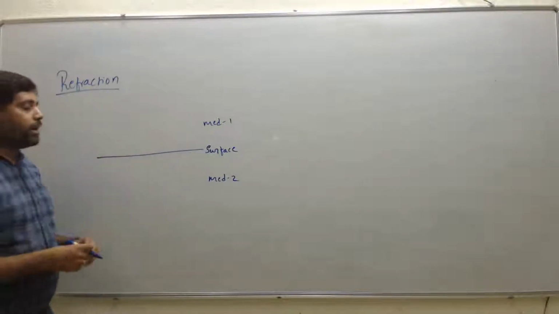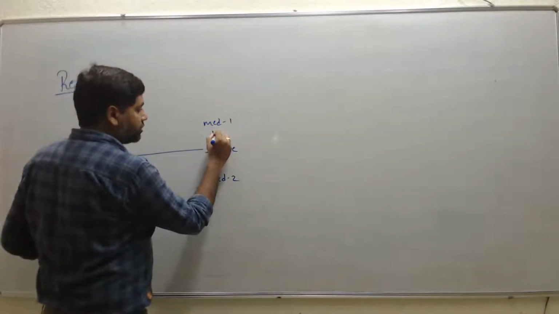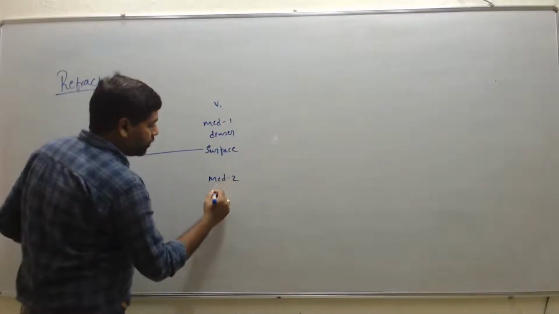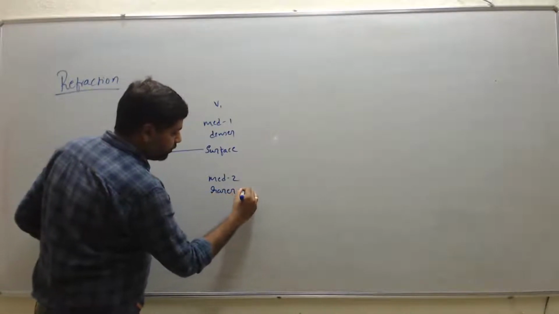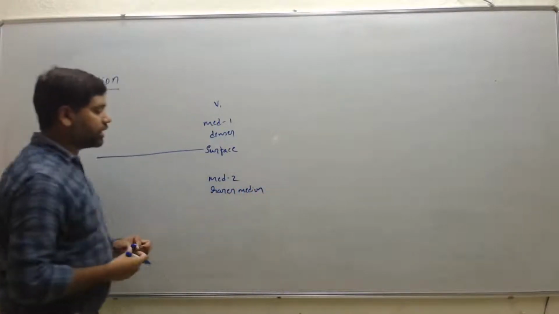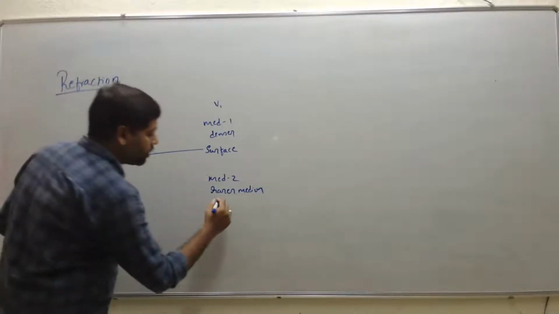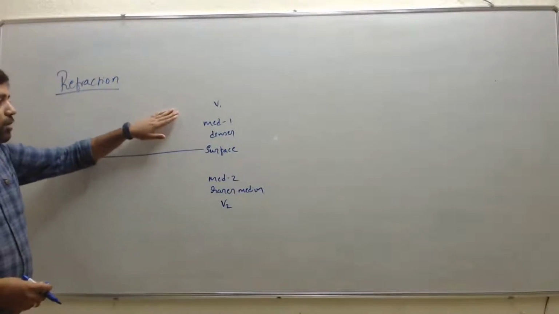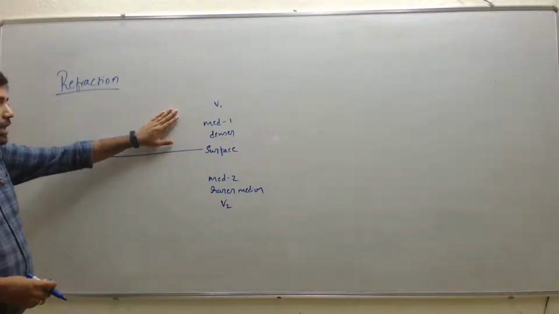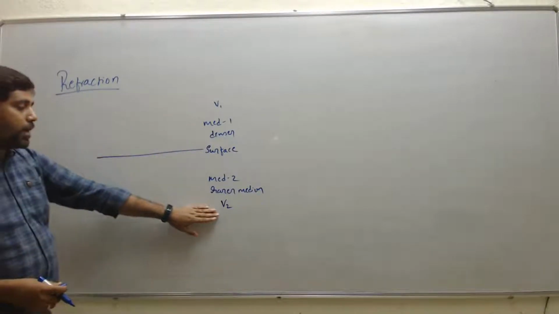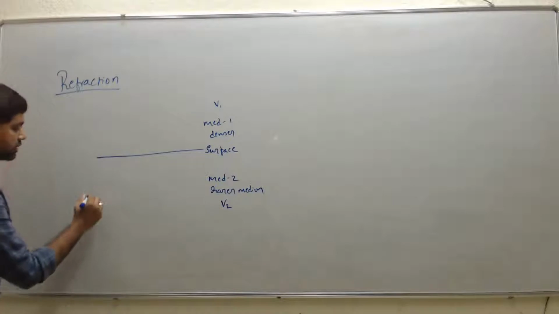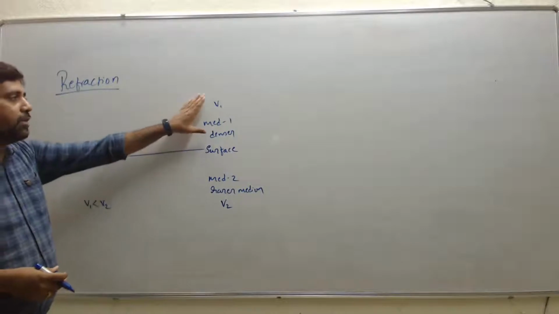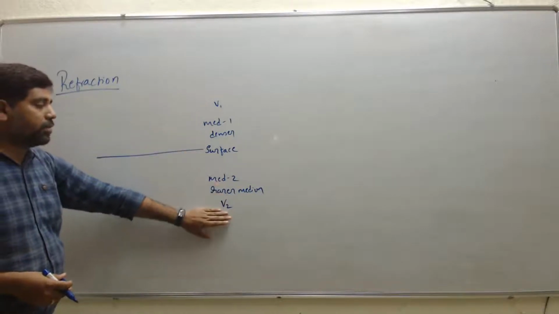So here medium 1 is considered as the denser medium, where the velocity is v1, and the second medium, medium 2, is taken as the rarer medium. Here the velocity is v2. As the wavefront travels from the denser medium to the rarer medium, the velocity v1 is less compared to v2. So the condition is v1 is less than v2. That is, velocity in the denser medium is less and velocity in the rarer medium is more.